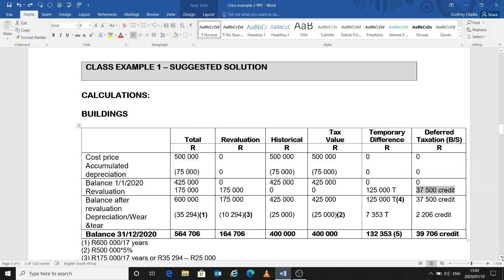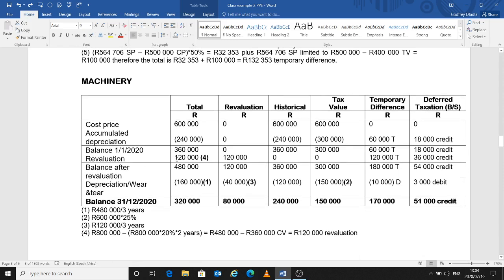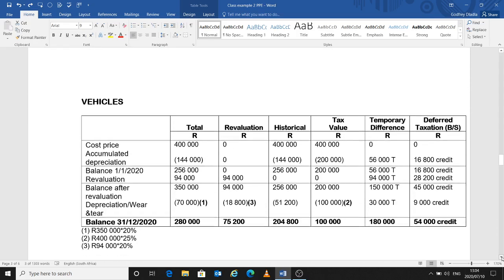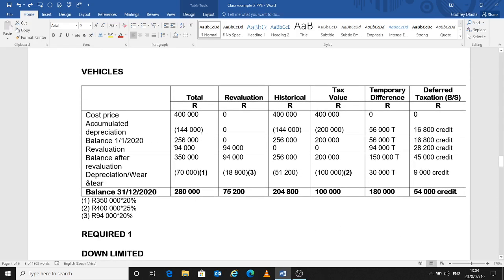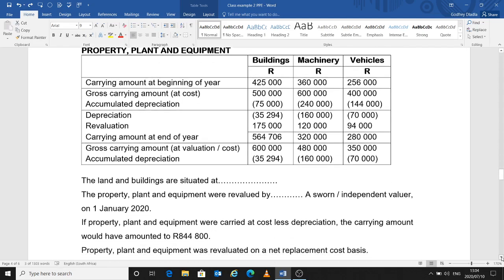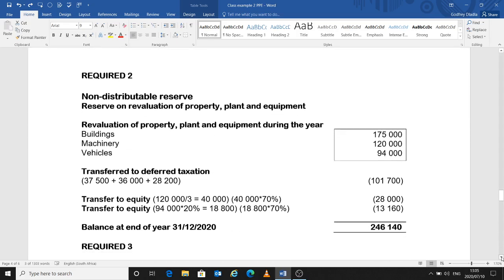Okay. And then for this one here, your revaluation is 120. Your transfers to deferred tax is this 36. And then you move to this one, it's 94. Your transfer to deferred tax is this 28,283. Right, that is what is happening in that note, which is this note here.